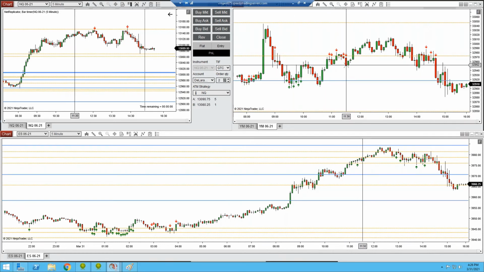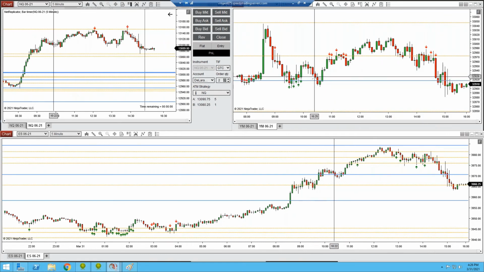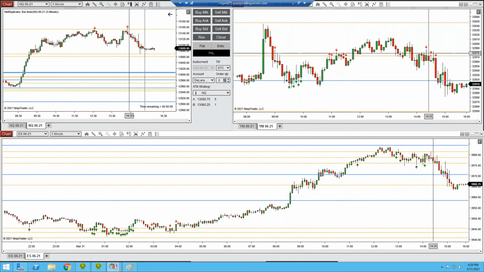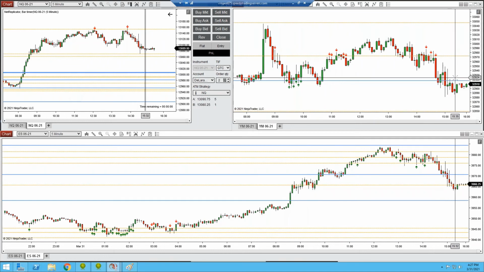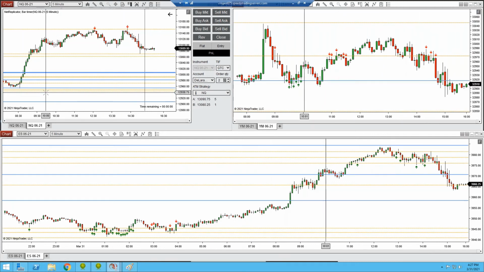The YM, we've got a couple of nice signals down here to buy, a couple of nice sell signals that would have been profitable too. You can look in the past.